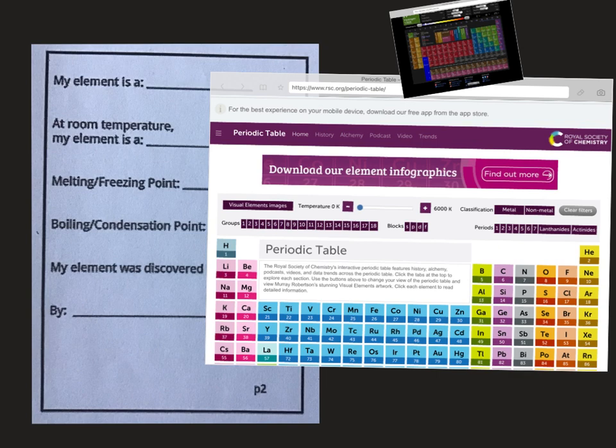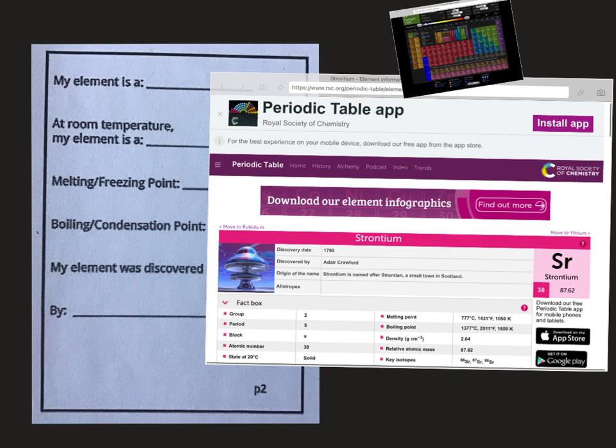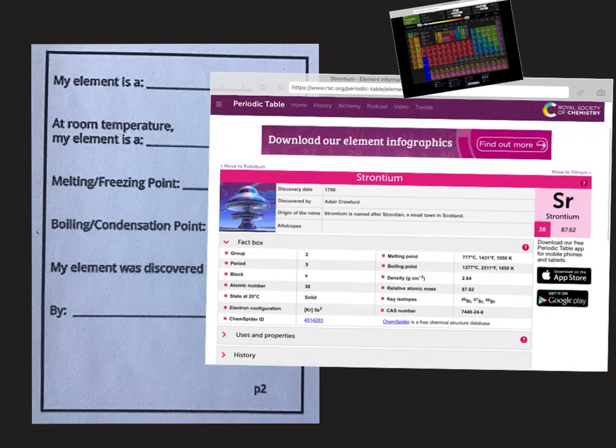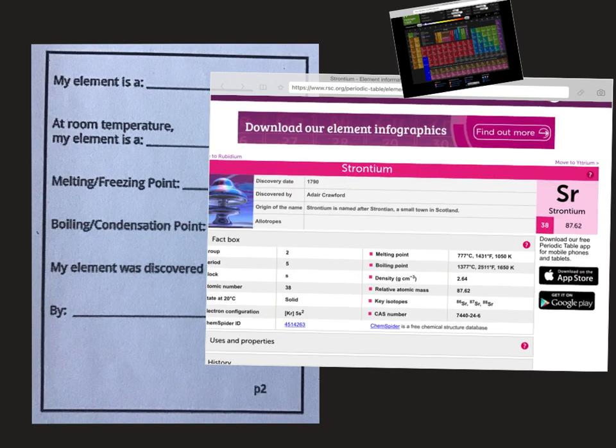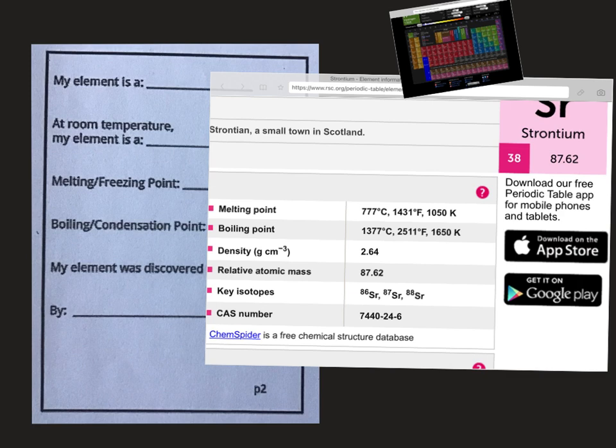And let's say that you are assigned strontium, Sr. You click on it and it brings you to this page, and it tells you the melting point and the freezing point, first of all, so check that out. Please write down the melting point and freezing point in degrees Celsius, okay? We can look at Fahrenheit, and we can look at this other temperature scale called Kelvin, but I want you to report it in degrees Celsius.